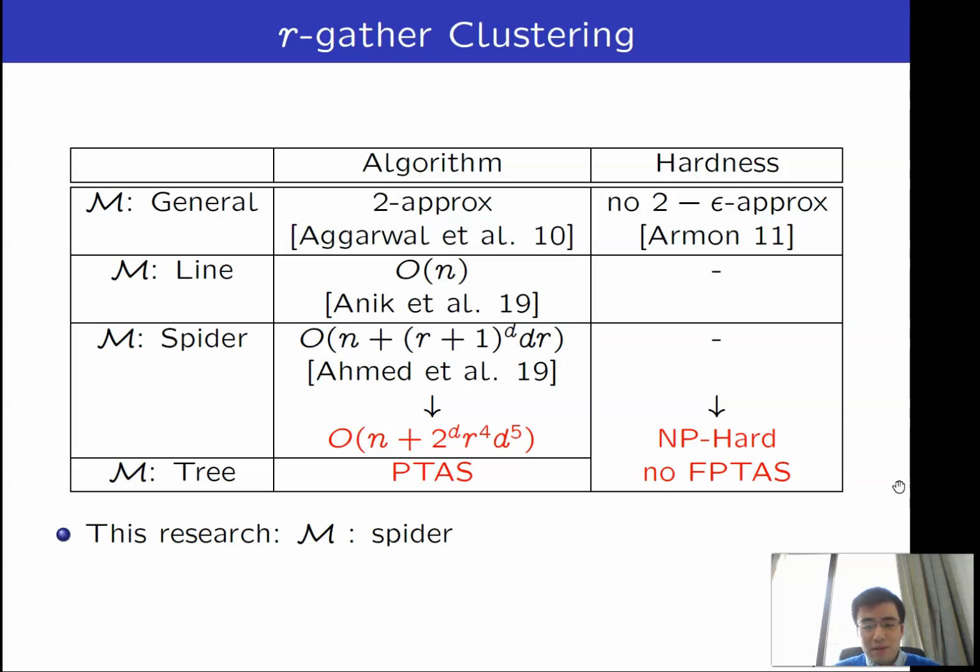Furthermore, we prove the NP-hardness of the gathering clustering problem on spiders. Since a spider is a somewhat simple metric, this is a surprising result. And this gadget construction automatically means there is no FPTAS.